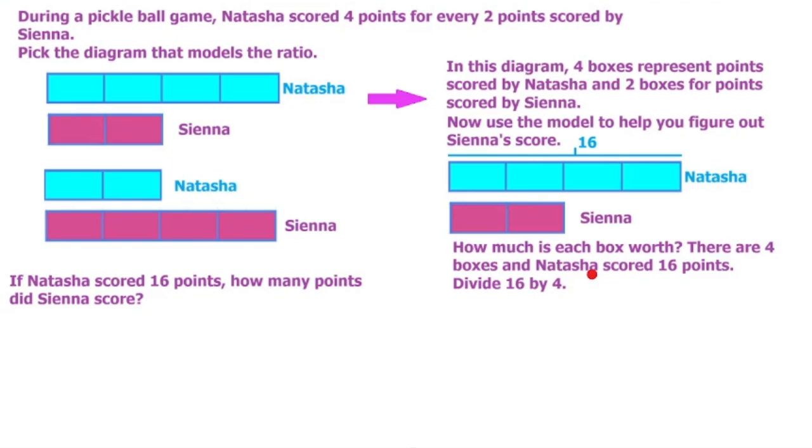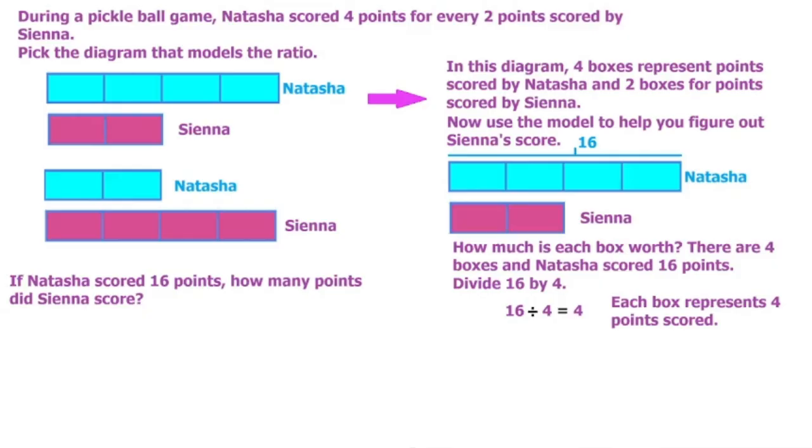So we would divide 16 by 4 to find that answer. So that equals 4. So each box represents 4 points scored. So 4, 4, 4, 4, 4, 4.